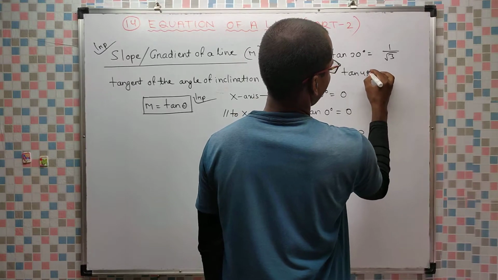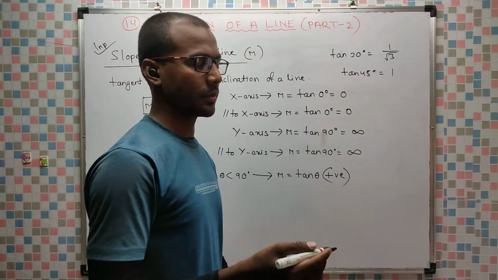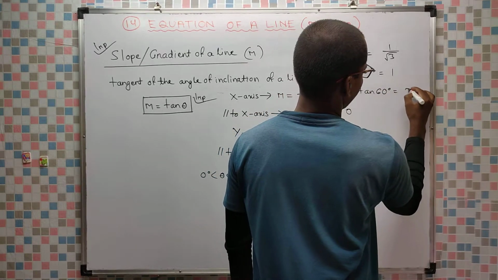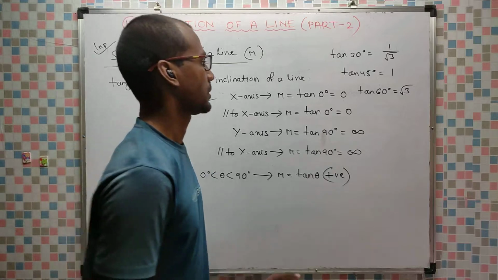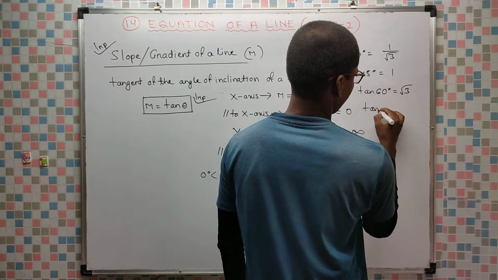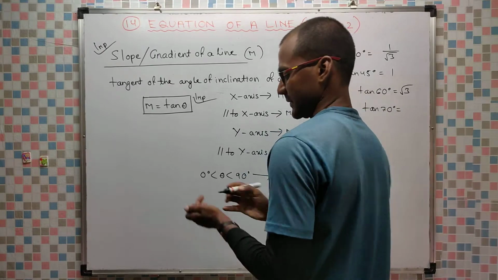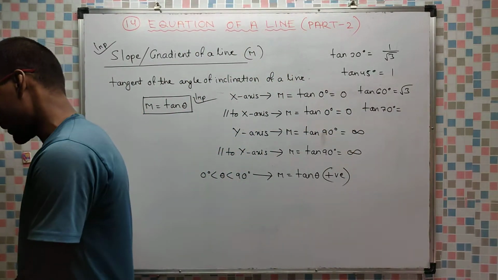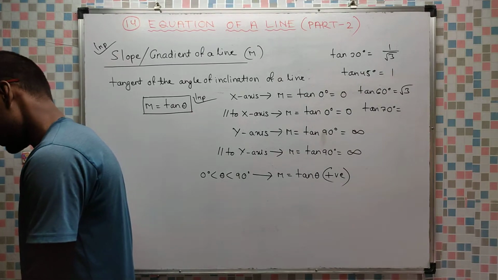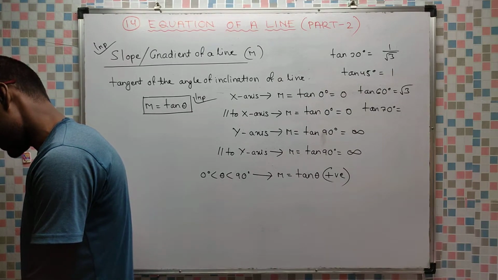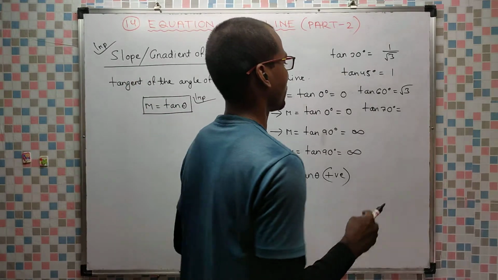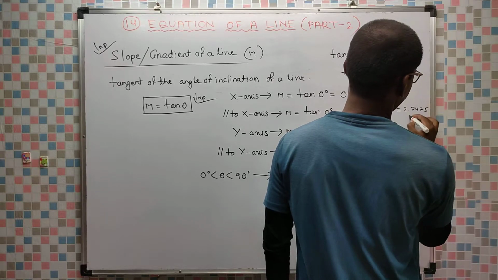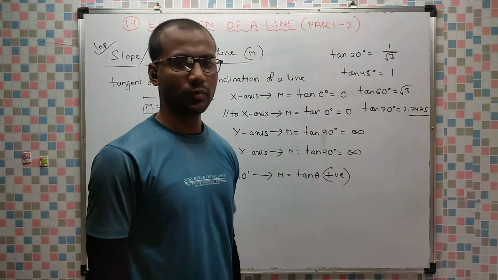Tan 45 degree is 1, it is also positive. Tan 60 degree is root 3, it is also positive. Tan 70 degree, this is a non-standard angle, so we have to refer to the book. Okay, tan 70 degree is 2.7475. This is also positive.